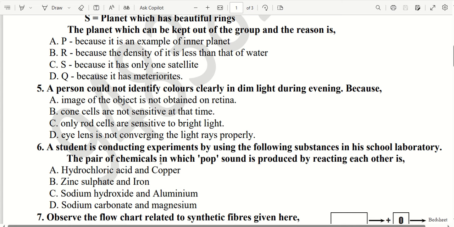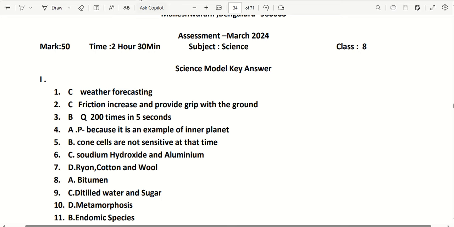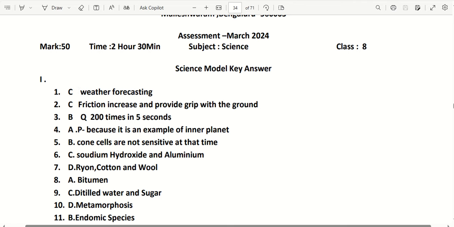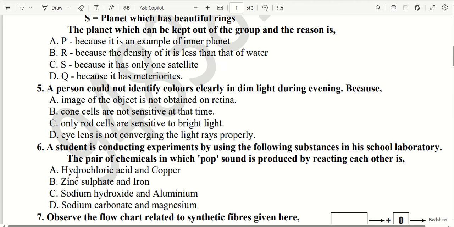A student is conducting experiments by using the following substances in his school laboratory. The pair of chemicals in which the pop sound is produced by reacting with each other is, for the sixth one, option C. Sodium hydroxide and aluminum, I think it is a wrong answer. Hydrogen is produced by the hydrochloric acid and the copper, so this is the correct answer. When a metal reacts with an acid, hydrogen is released. So the sixth one is wrong, I think.